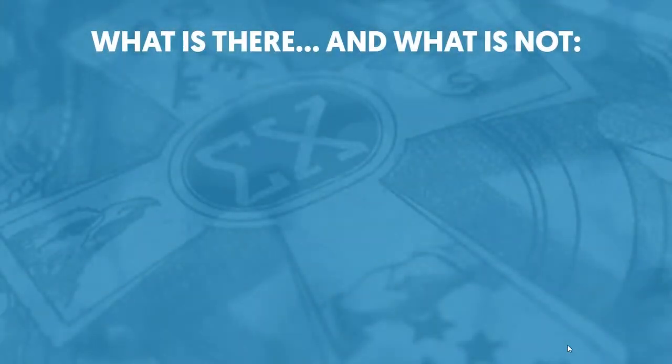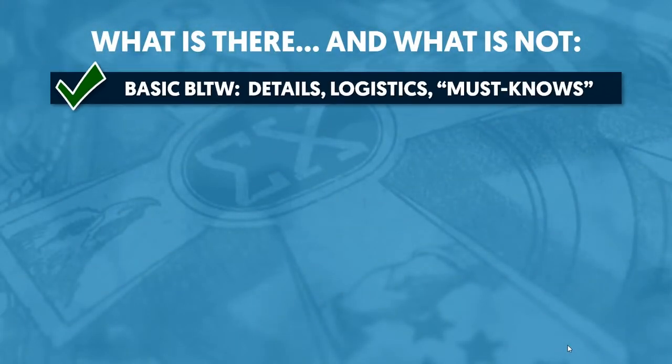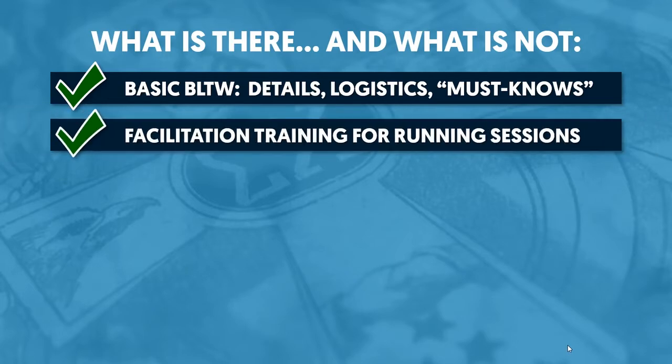So, what is there and what is not? What is there is basic BLTW details, logistics, and must-knows. They're going over all the stuff, really, that every faculty member needs to know. We don't go over it in a lot of detail, but they hit it there. It's a lot of details, just again, that you're going to go to a conference, you got to have that stuff. Facilitation training for running sessions.